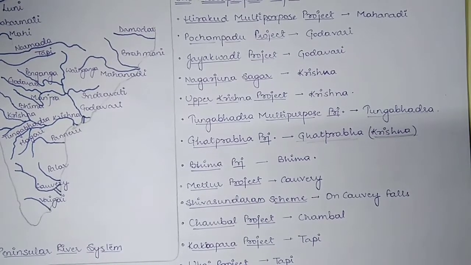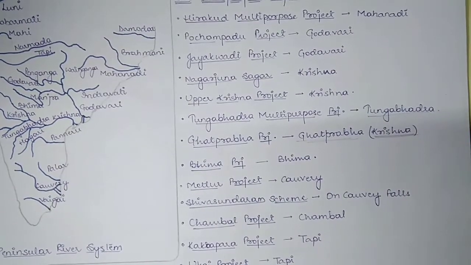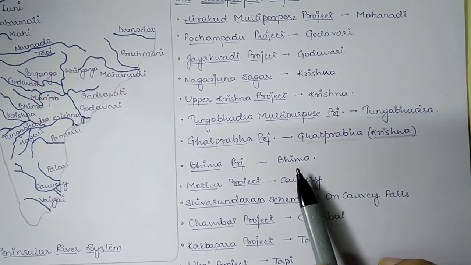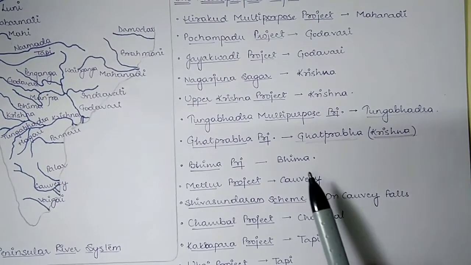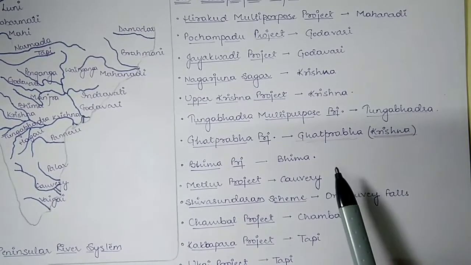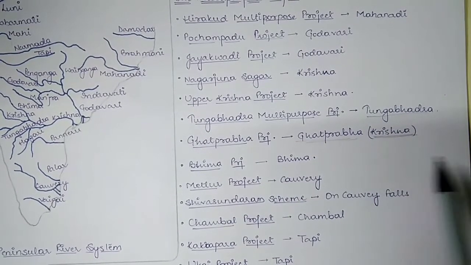Next we have Bhima project. Bhima project is on Bhima River, and it is in Maharashtra. This is solely for irrigational purpose.